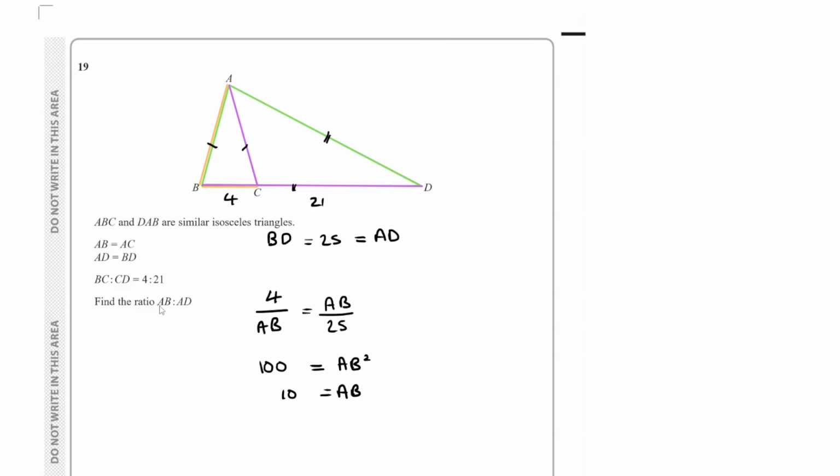And now have a look. We've got the ratio of AB to AD. Well, I know that AB is 10, AD is 25. So that's 10 to 25. But obviously if we simplify it, that would be 2 to 5. Now there's loads of different ways to do that one, so if you get 2 to 5 then that's fine. That's just the way that made sense to me. It might be different for you.